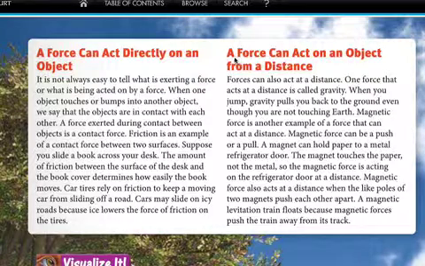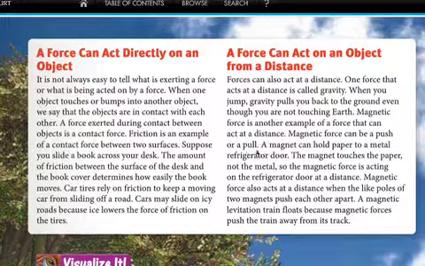A force can act on an object from a distance. Forces can also act at a distance. One force that acts at a distance is called gravity. When you jump, gravity pulls you back to the ground even though you are not touching Earth. Magnetic force is another example of a force that can act at a distance. Magnetic force can be a push or a pull.